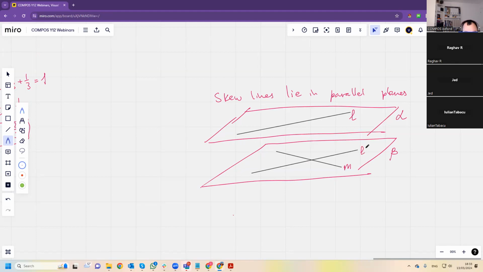So this is L, let's call it L star. L belongs to plane alpha. M belongs to plane beta. L star is parallel to L. And L star belongs to plane beta.